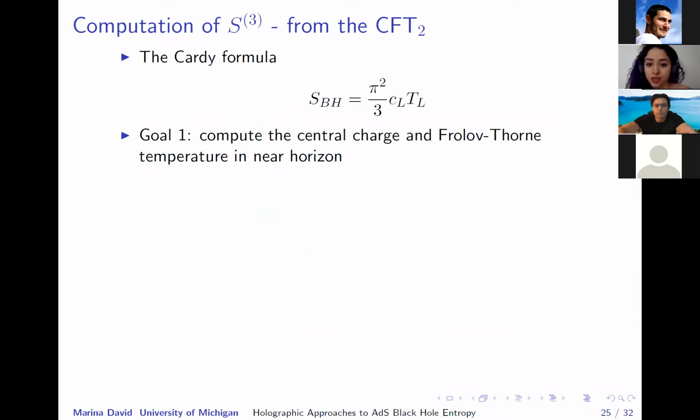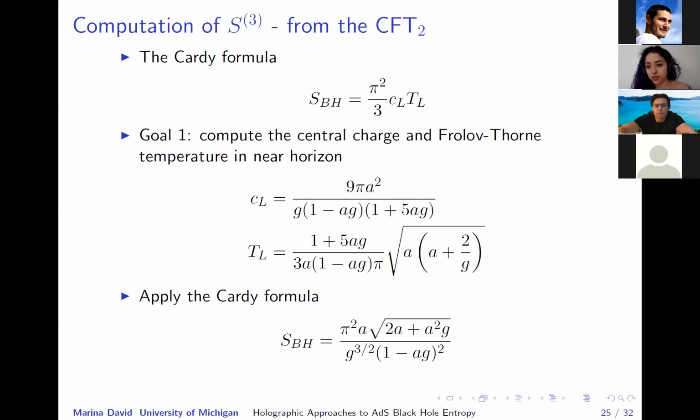So we'll first use the Cardy formula, which is part of the Kerr/CFT correspondence, part of the prescription, and it requires two things we need to compute. So the central charge and this Frolov-Thorne temperature, which is called T_L here. There's also technically another term, which is c_R T_R, and T_R is proportional to the Hawking temperature. So at BPS, T_R is going to be 0, and so there's only actually really one term we need to compute. At non-extremal, we will need to compute an additional term.